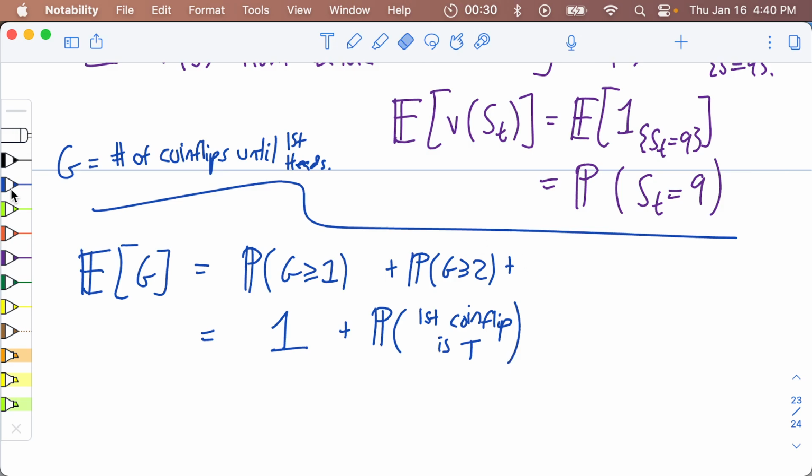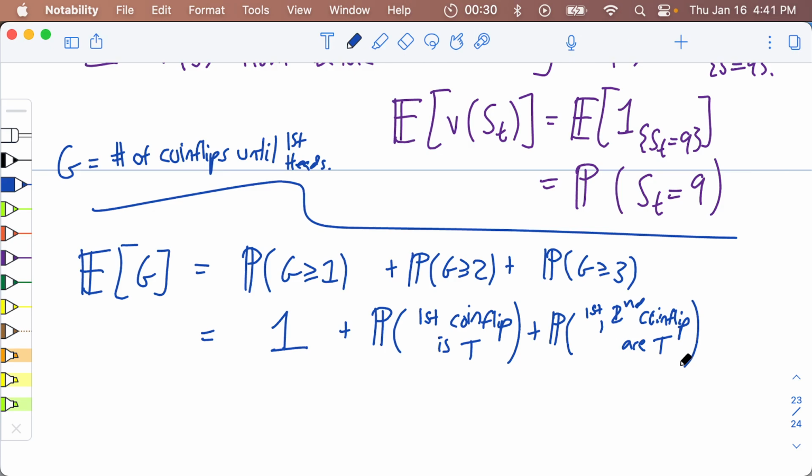So let's keep going. The probability G is greater than or equal to 3, what will that be? Well, you need the first and second coin flips to be tails. If the first 2 come up tails, maybe G is 3, but maybe G is 100. For sure, G is going to be greater than or equal to 3. So those are exactly the same. And this pattern continues forever and ever. What is the point of this? Figuring out if G is greater than or equal to something is actually easier than figuring out the probability it's equal to something. So it's all very nice.